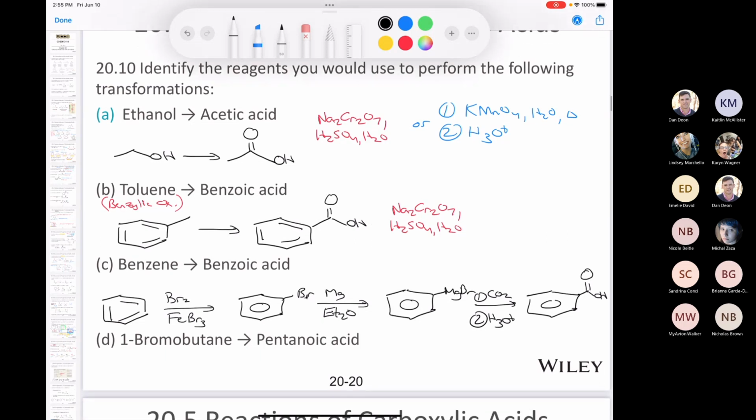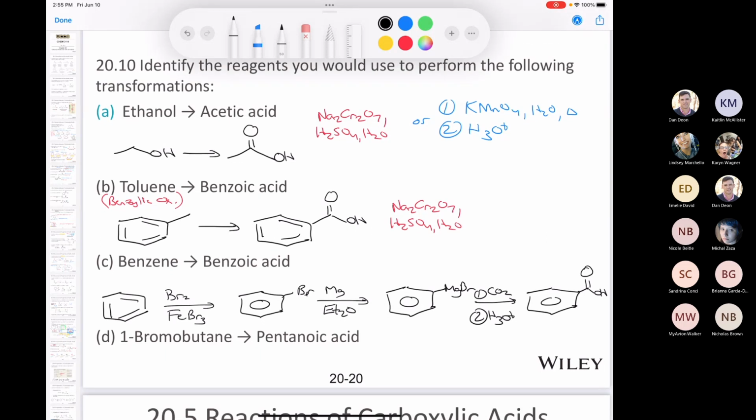And the last one is 1-bromobutane. Jeepers, I put a lot of problems in here. 1-bromobutane. So let's see, 1, 2, 3, 4. 1-bromobutane, and we want to make pentanoic acid. Let's see here. 1, 2, 3, 4, 5. Let me draw it this way, maybe. 1, 2, 3, 4, 5. Pentanoic acid.